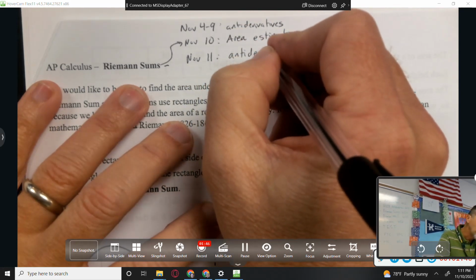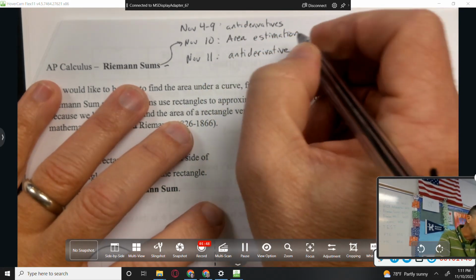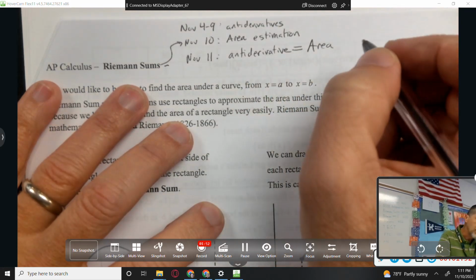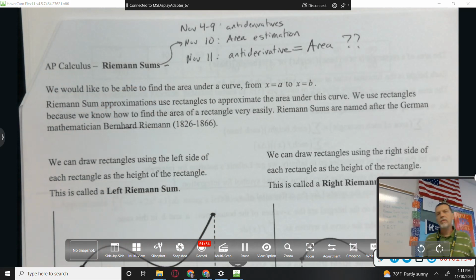Actually, we may see the edge of it today: an antiderivative actually equals the area, which is, I don't know, weird. It's maybe not a wow moment for you, but it was a wow moment when they figured this out. You could figure out the area under a curve by doing an antiderivative of it. It is a bit of a wow moment.